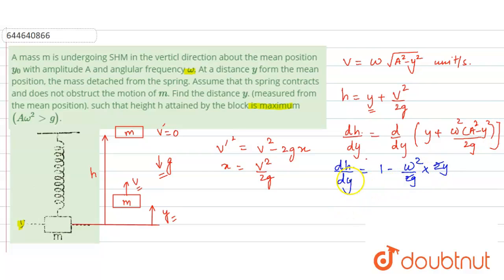So what we are going to get for maxima or minima, this has to be equal to 0, so we are going to get 1 minus omega squared y divided by g equals 0, and from here we can find out the value of y, and it is simply y equals g divided by omega squared. So this will be the final answer. I hope you understood the explanation.